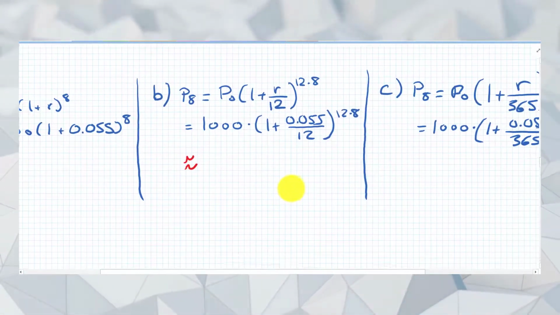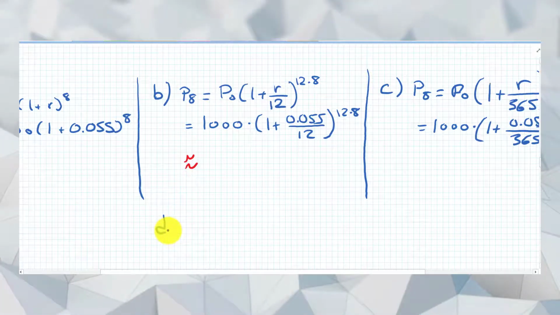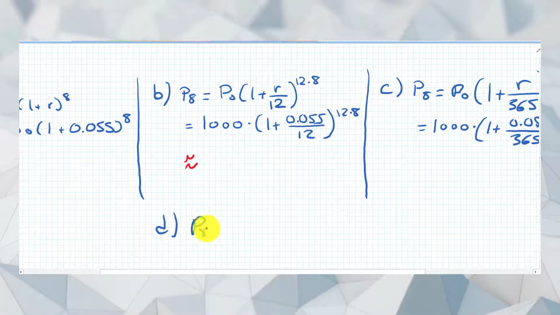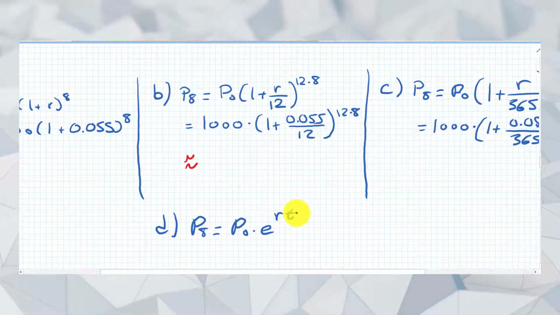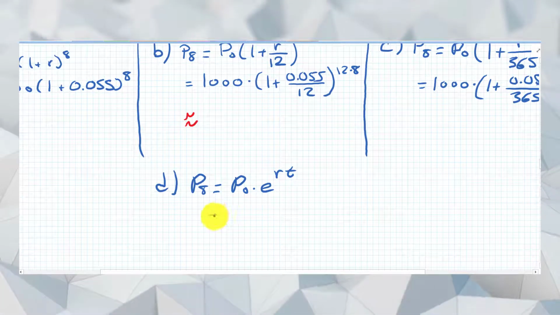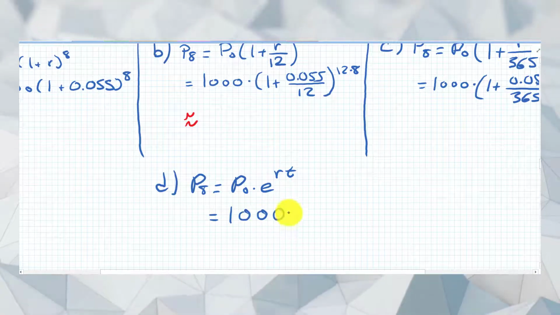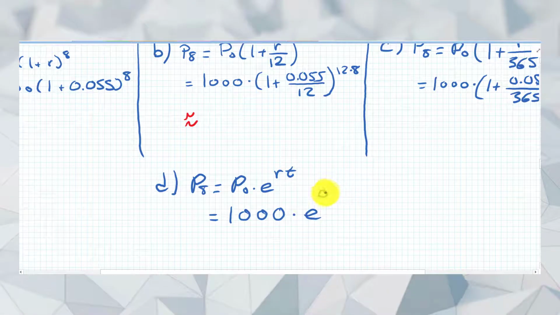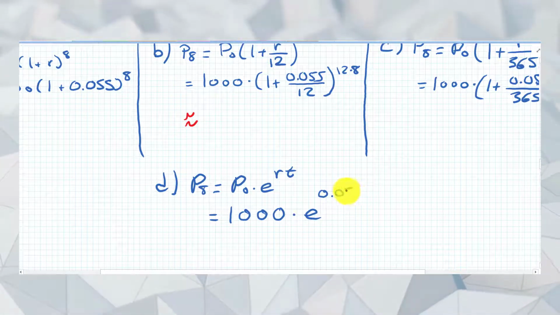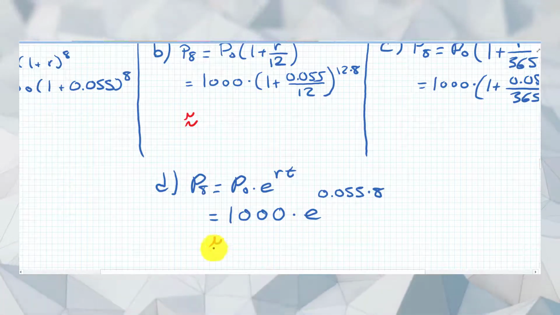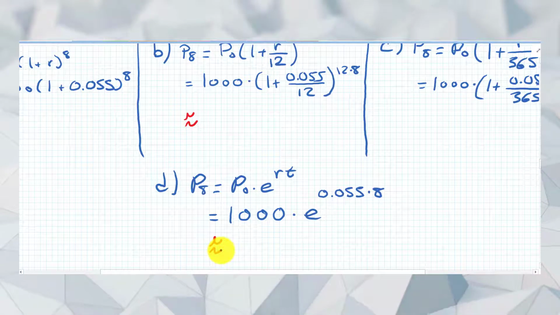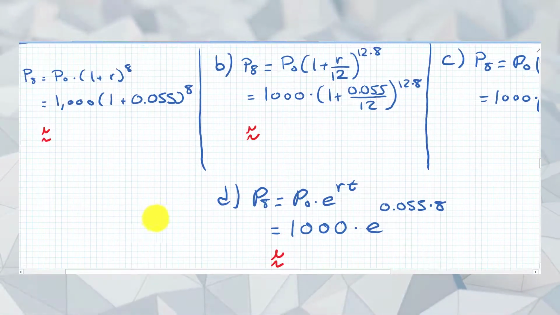So I'm going to compare all of that to P8 is P0 times e to the RT, to this formula right here, which in this problem is 1,000 times e to the R is 0.055 times 8, okay? And I want to figure out how much that is. All right, now we take the calculator and we're going to compute all of that.